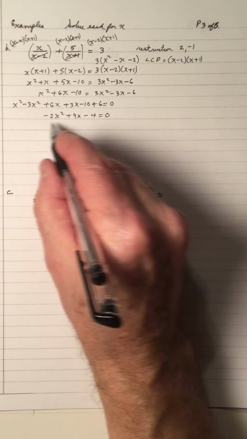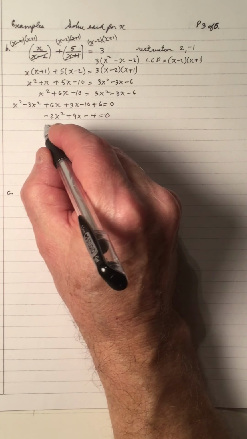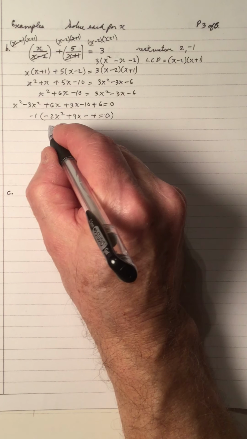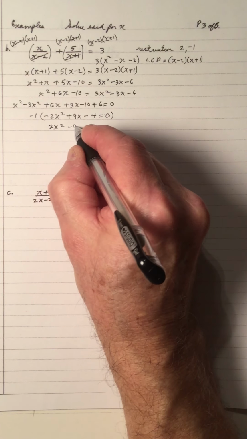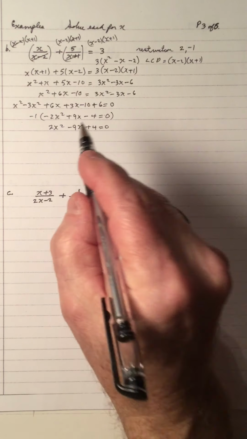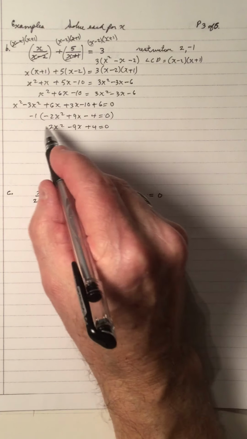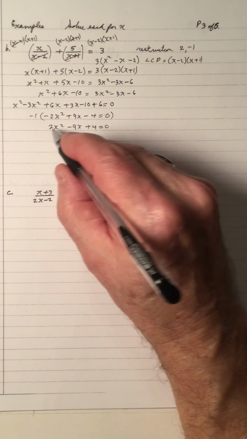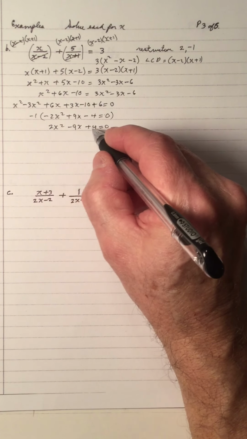I do not like to have a negative, so I multiply the whole equation by negative 1. So 2x squared minus 9x plus 4 equals 0. That means my leading term is not negative. Now we have to factor, but 2 is not a GCF.